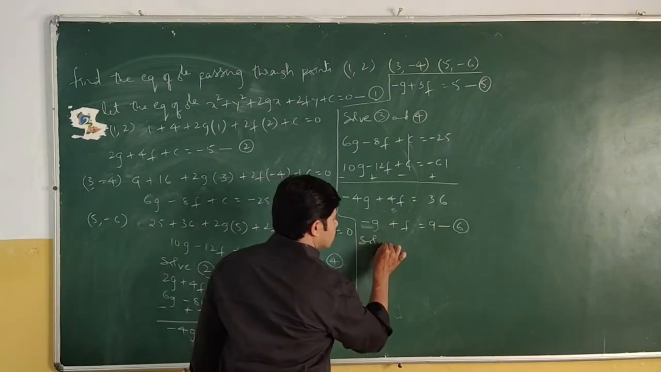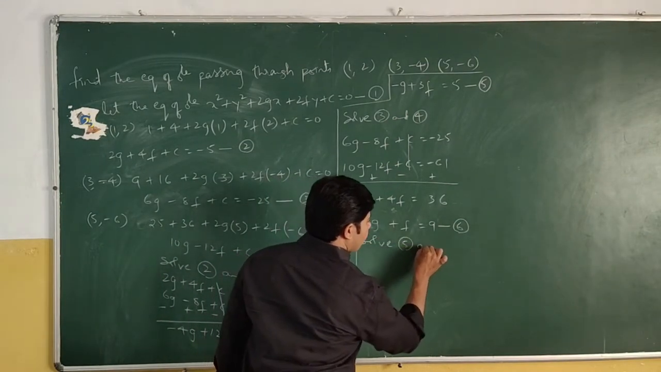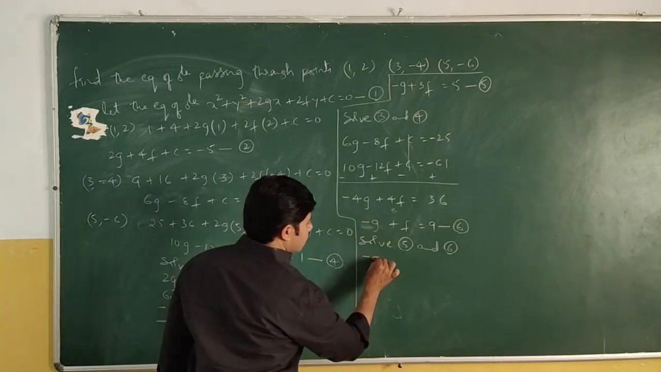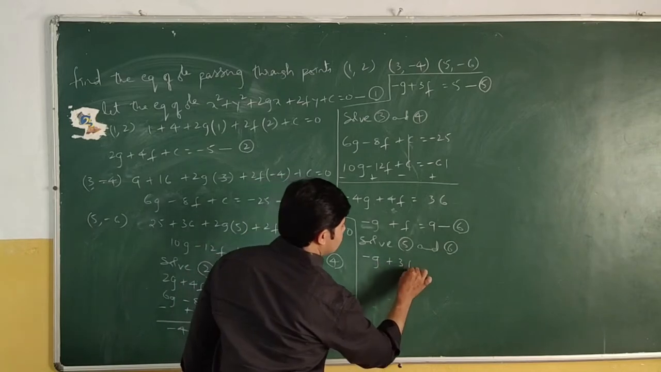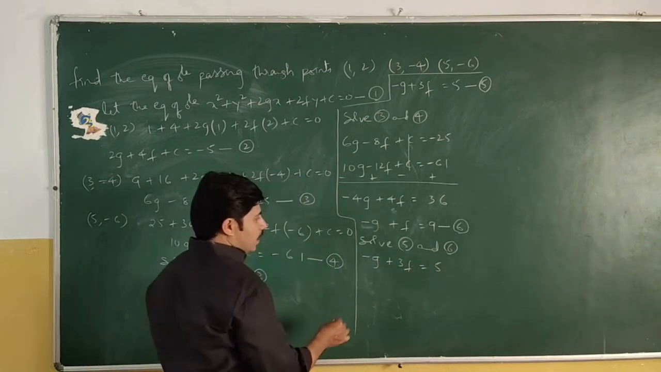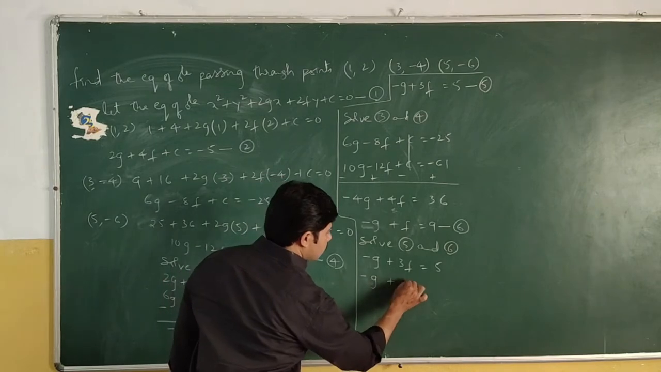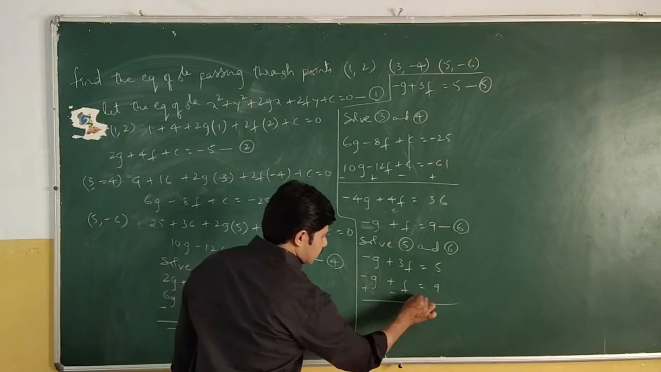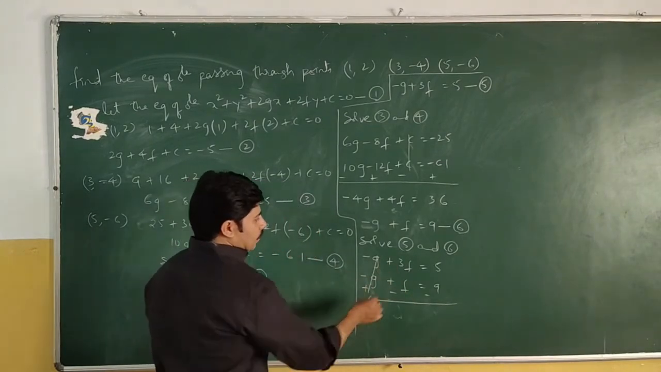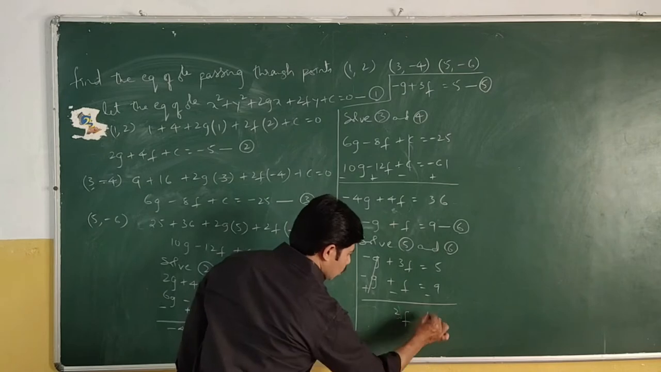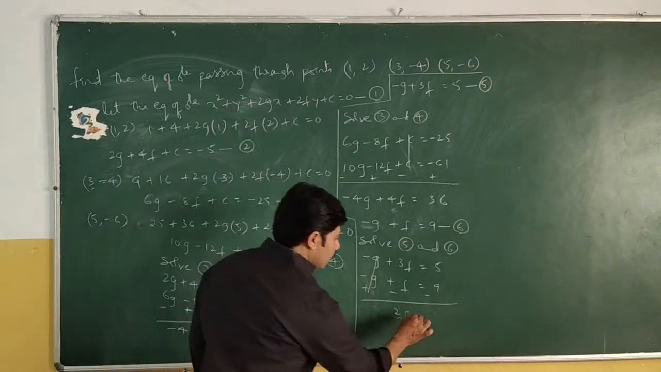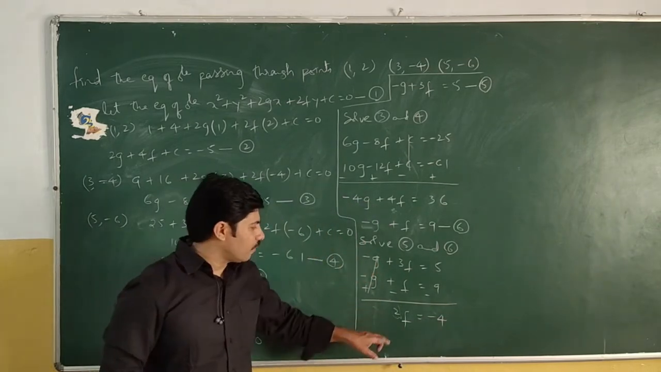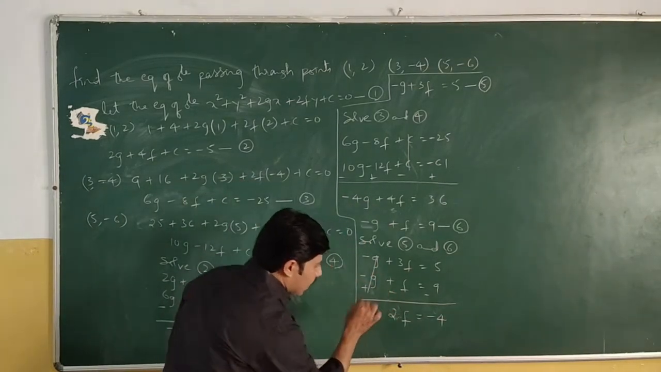So now solve 5 and 6. What is equation 5? It is minus g plus 3f is equal to 5. And equation 6 is minus g plus f is equal to 9. Now subtract: this cancels, plus 3f minus f is 2f is equal to minus 9 plus 5 is minus 4. 2f is equal to minus 4.